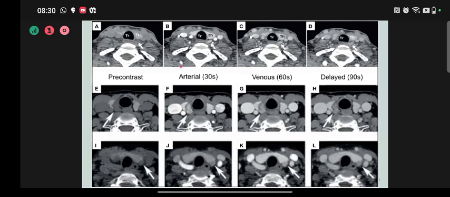So these are the 4 phases as I mentioned in the 4D CT. This is the pre-contrast phase, the arterial phase which lasts for 30 seconds, the venous phase which lasts for 60 seconds, and the delayed phase which lasts for 90 seconds. In the arterial phase, we can see from figures A to D, there is a suspicion for the left inferior parathyroid. While from figures E to H in the arterial phase, there is an enhancement in the right side inferior adenoma.